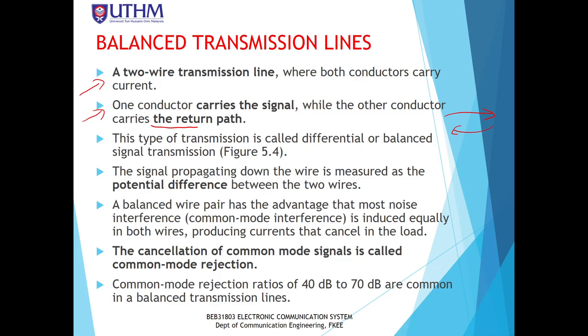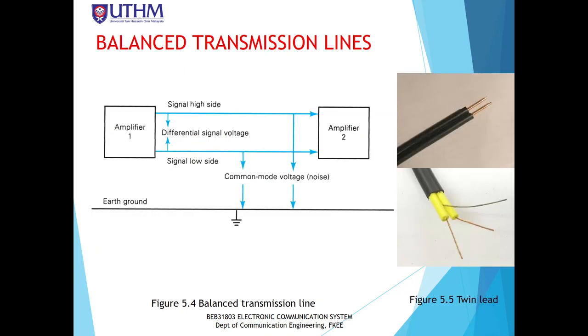You see that this is a type of balanced transmission line where we have two conductors connected between two points, and both of these have a common ground voltage. This is the picture over here. You can see that this is a balanced transmission line, for example the twin lead. So dalam satu kabel itu ada dua conductor.